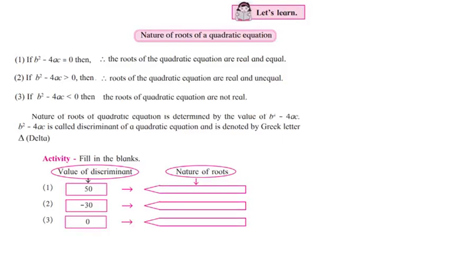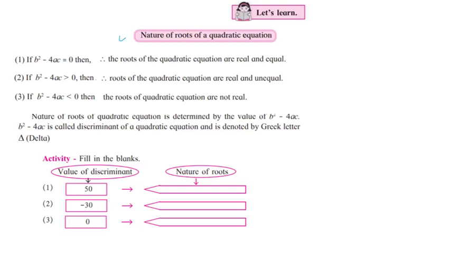Good morning, students. Till now, we have studied the general form of a quadratic equation, roots of a quadratic equation, and methods of solving a quadratic equation. We have seen two methods, the factorization method and the formula method. Today also, we are going to learn some important topics. First one, nature of roots of a quadratic equation. Now, how to determine the nature of the roots of a quadratic equation.